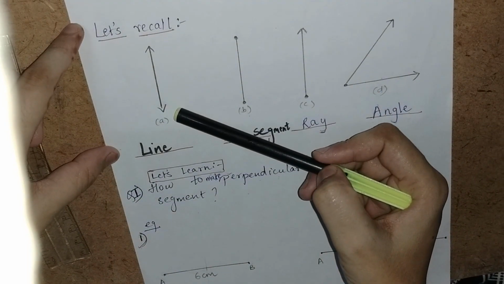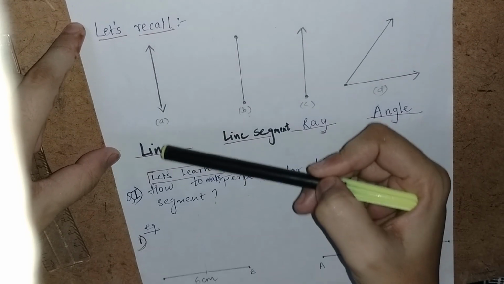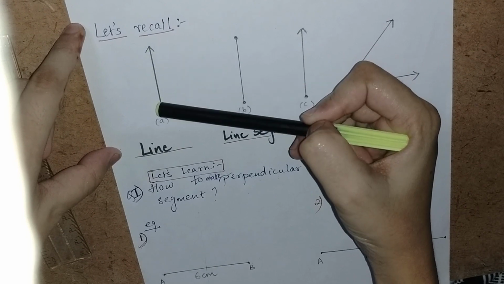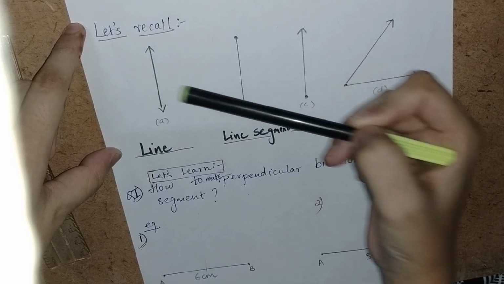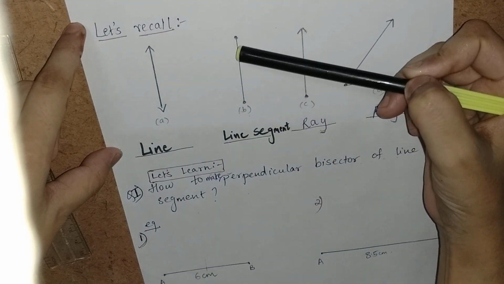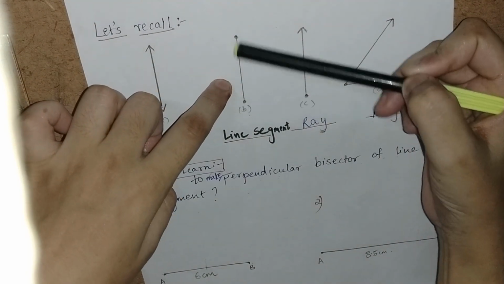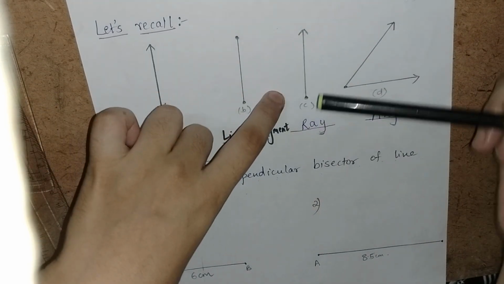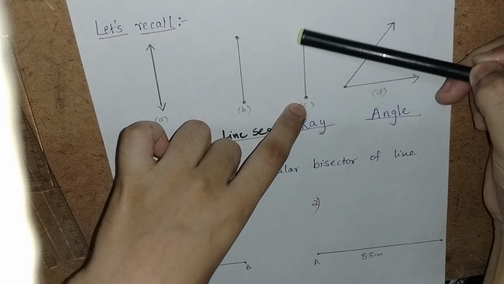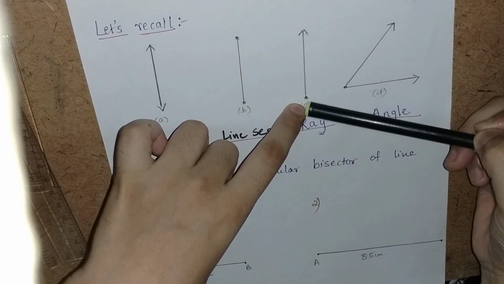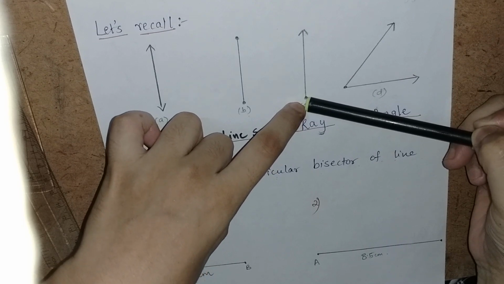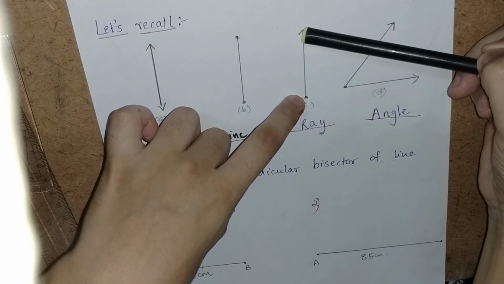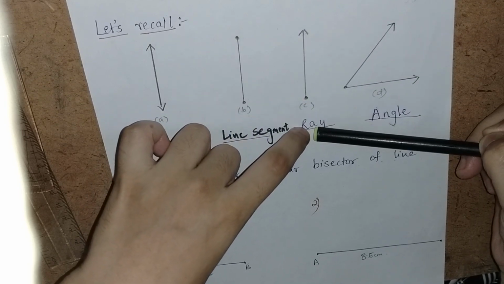Figure A. Figure A is called what? Line. Why? Because it has two arrow heads. If these two arrow heads are not there, then this will be called as what? Line segment. That means what? If it has two end points, then it will be called as line segment. And if it has one end point and the other end has an arrowhead, then it will be called as ray.